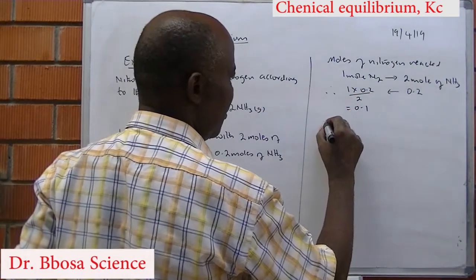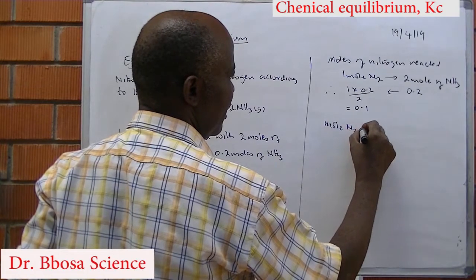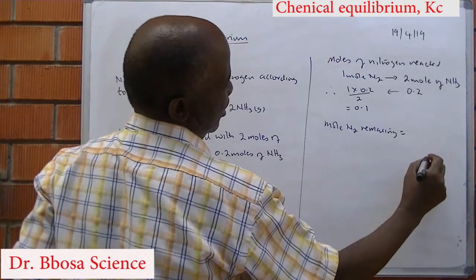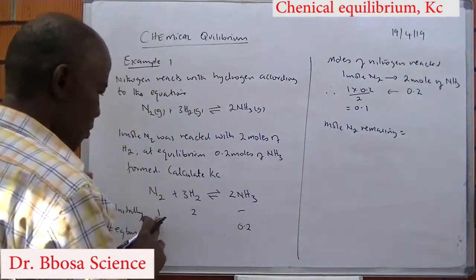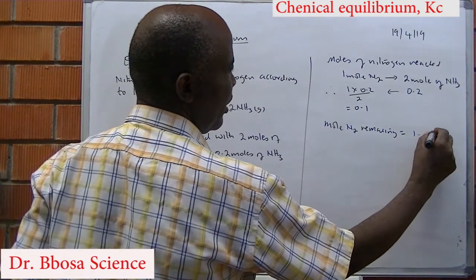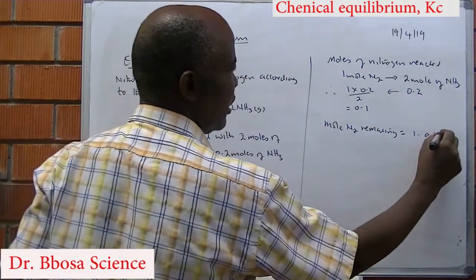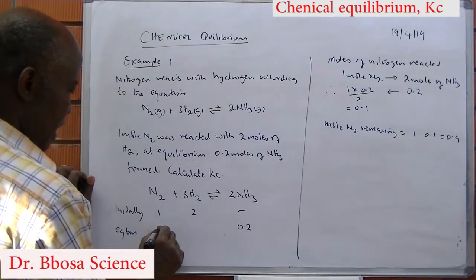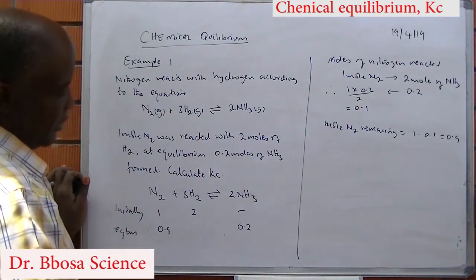Therefore, moles of nitrogen remaining will be equal to 1, which was originally there, minus 0.1, which is equal to 0.9. So 0.9 moles of nitrogen remained.